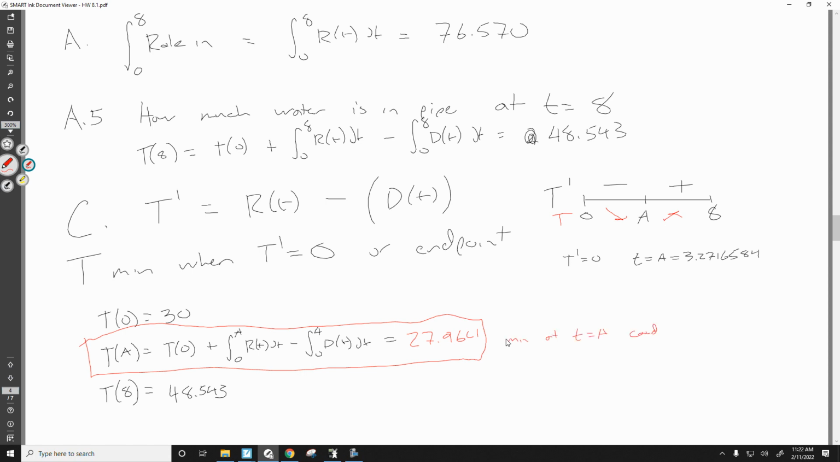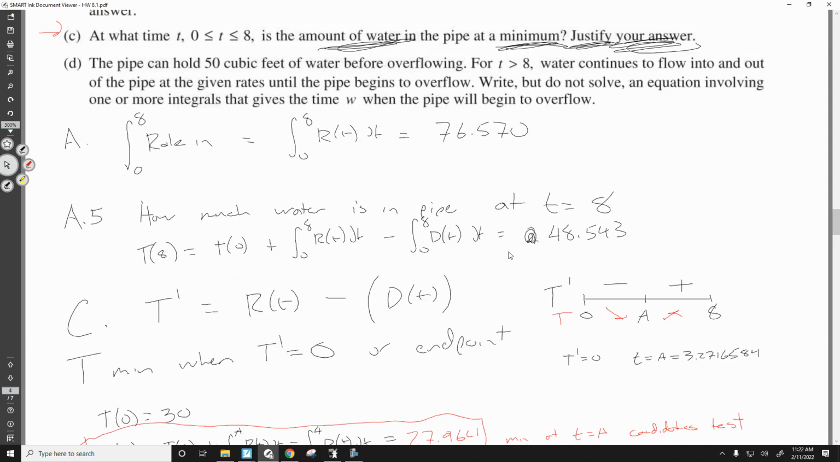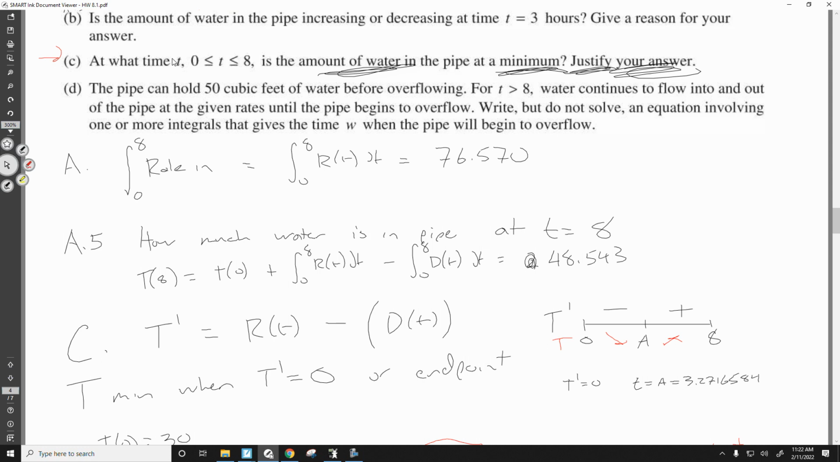Using the candidates test. But I'm about to tell you that me screaming and yelling at you guys to write this statement down and all of this work that we just showed, it's helpful. It can always be used, but it's not needed for this question. Why? Let's go back to the question, part C. At what time T? Did they ask you for an amount? No, you just asked for a time.